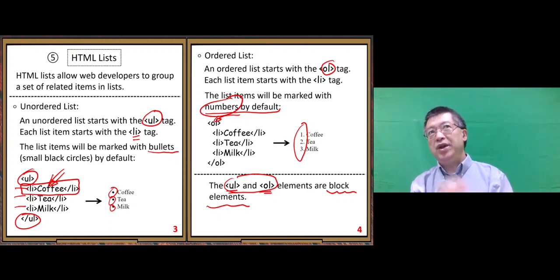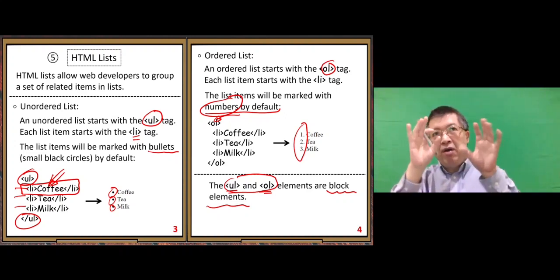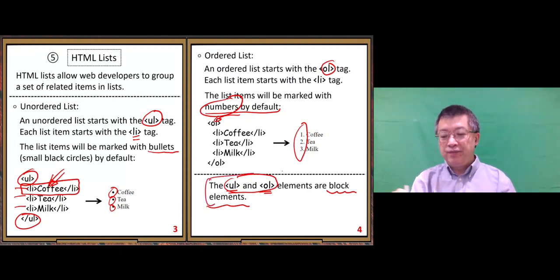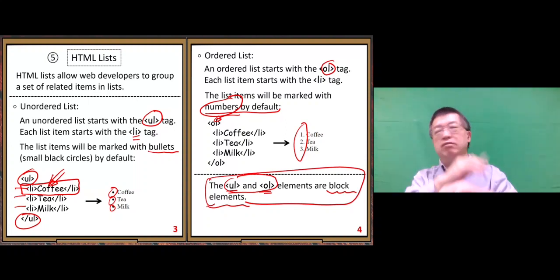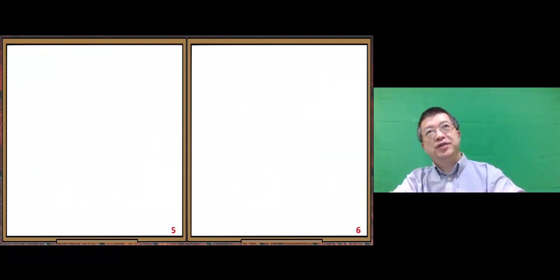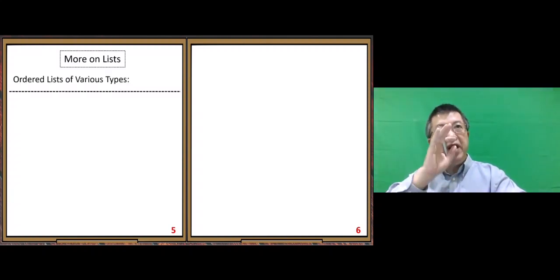So when you design, when you rearrange the components of your web pages, you know the expected result when you use these 2 types of list elements. Now, next, more on lists. We have a little more variations for the lists. So let's look at the ordered list of various types.